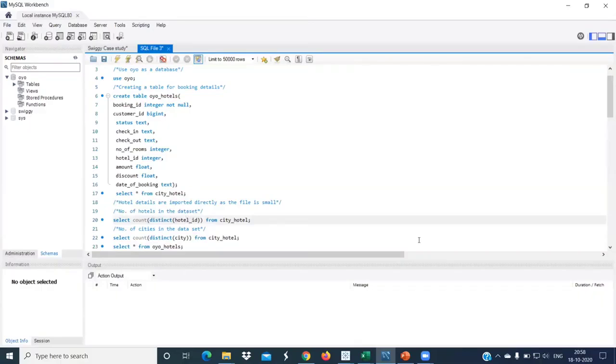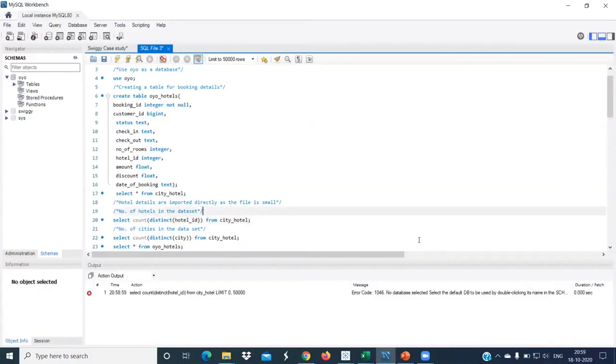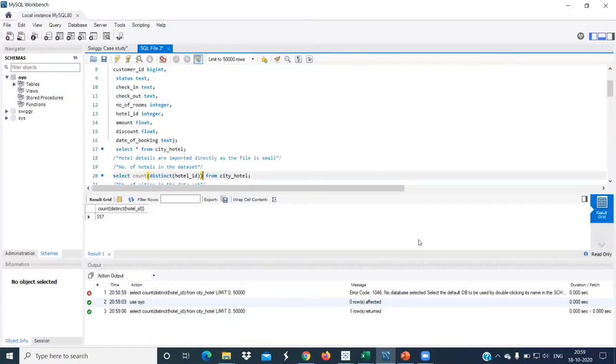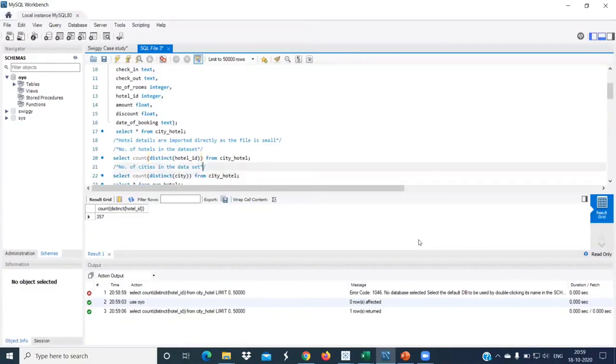Here: select count of distinct hotel ID from city hotel. So this will give us the number of hotels in total. That is the distinct number of hotels.